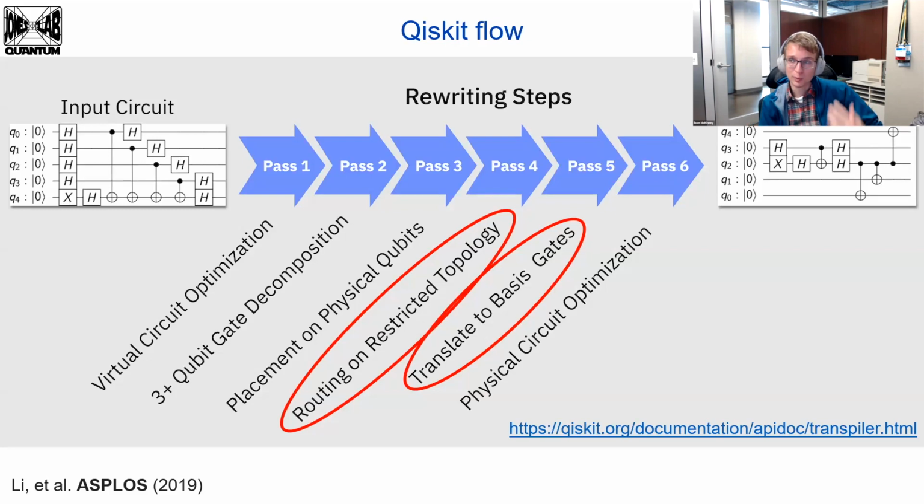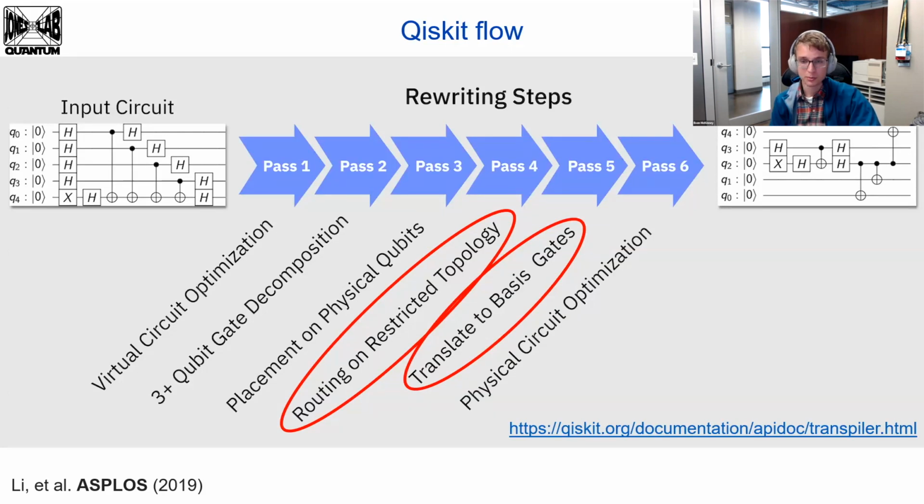And the way that we are able to do it is by using the monodromy polytopes. And it means that we don't have to do pass 5 here, translate to the basis gates, in order to recognize that we have decomposition costs, but we don't actually have to do the decomposition. So we can still put the decomposition to happen later, but I can reason about the expected decomposition costs at pass 4.